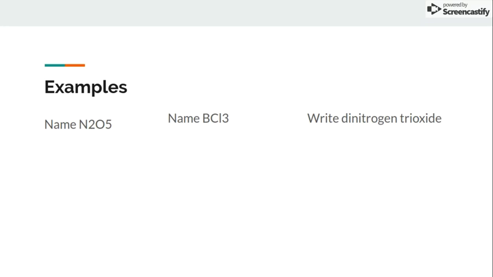Name N2O5, it would be dinitrogen pentoxide because there's 2 nitrogens, so you use the di prefix, and there's 5 oxygens, so you use the penta prefix, and since there would be a double vowel if you did pentaoxide, you drop the A in penta so that it's just pentoxide.